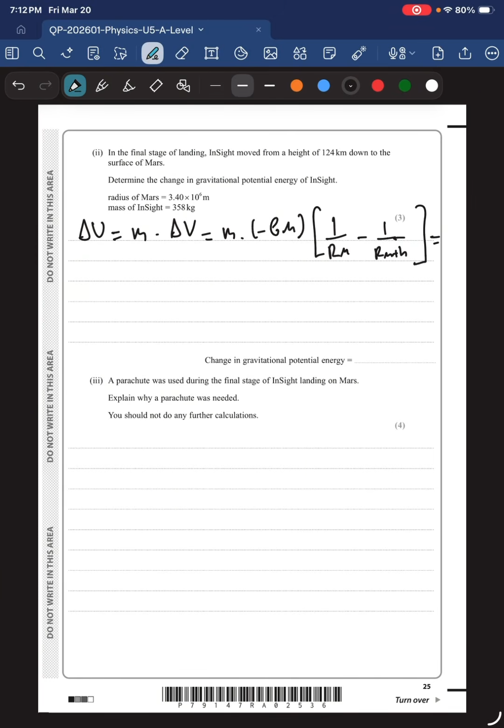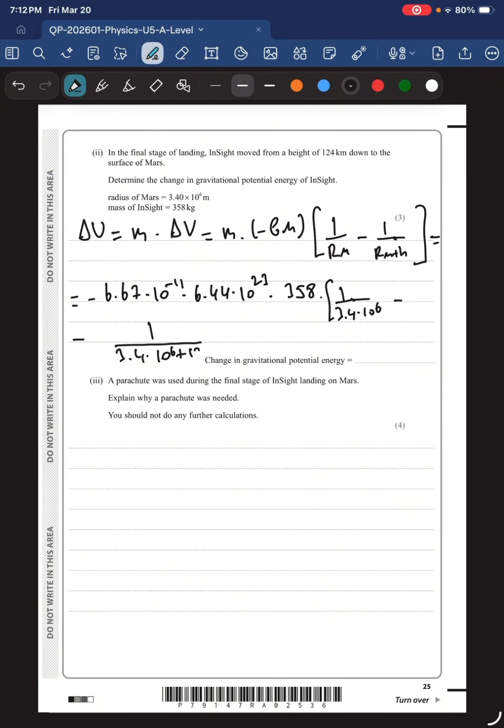So if we plug in numbers, we find minus 6.67 times 10 to the negative 11, times 6.44 times 10 to the 23, times the mass of the object, which is 358, times 1 over 3.4 times 10 to the 6, minus 1 over 3.4 times 10 to the 6 plus 124,000. And this energy is 1.6 times 10 to the 8 joules. It's a large energy.